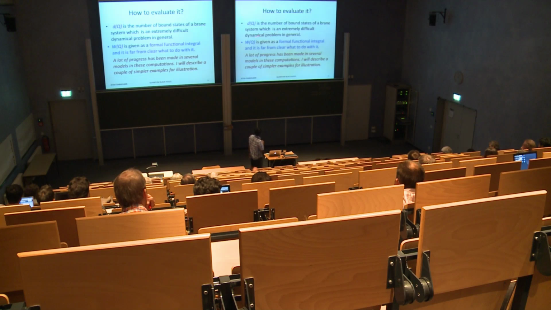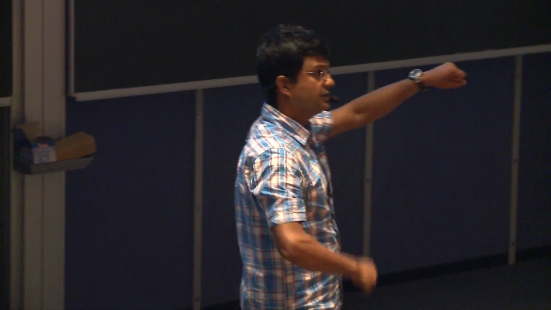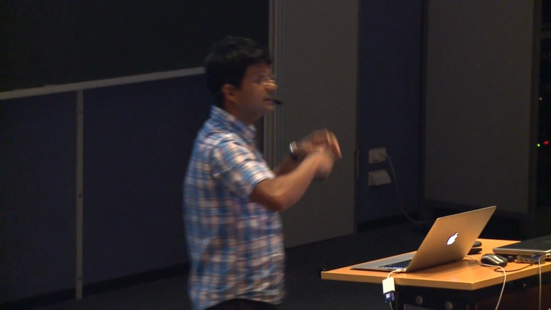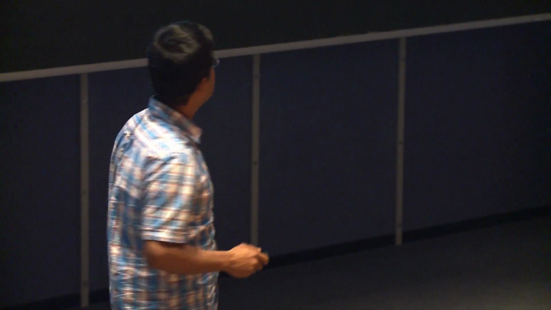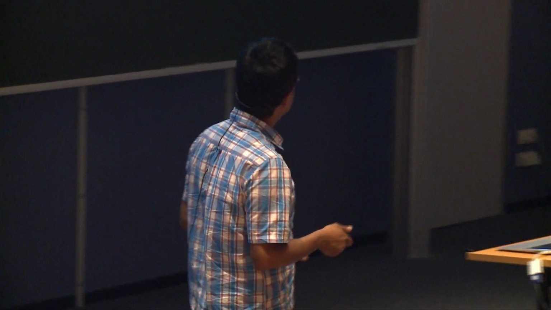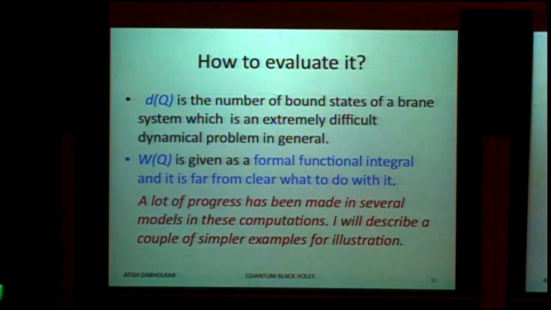So evaluating d of q is actually an extremely difficult dynamical problem, because it's actually some bound state. This D-brane that is responsible for this black hole is some complicated solitonic state in the non-perturbative Hilbert space of the theory, and you have to develop clever methods to evaluate this number. This is really the work of several people, many groups around the world, including ours, and this problem has been kind of mastered for a class of black holes within string theory.